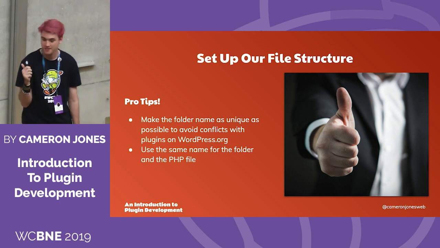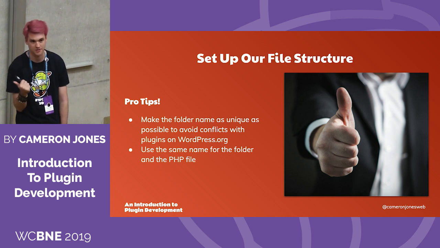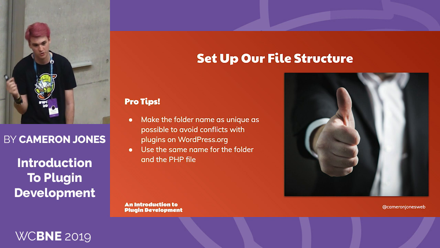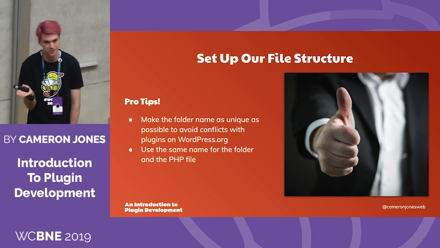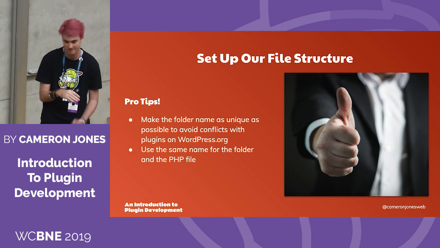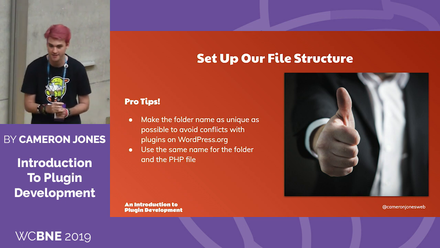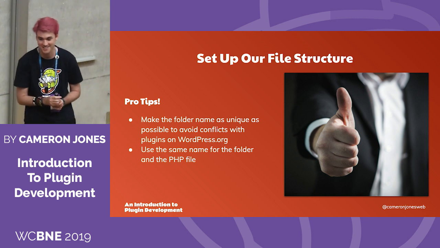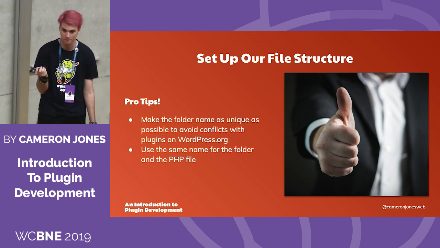So pro tip, have a custom name for your folder, as custom as possible, because WordPress will try and look for that folder name on wordpress.org. So if you call yours something that already exists on wordpress.org, WordPress will update it and overwrite yours, which you probably don't want. I made that mistake very early on and learned from it the hard way because I lost all my code. And it's a best practice to use the same name for the file as you have with the folder.